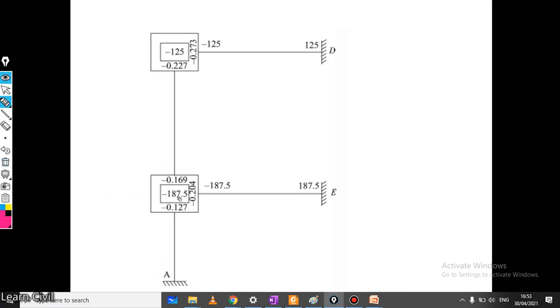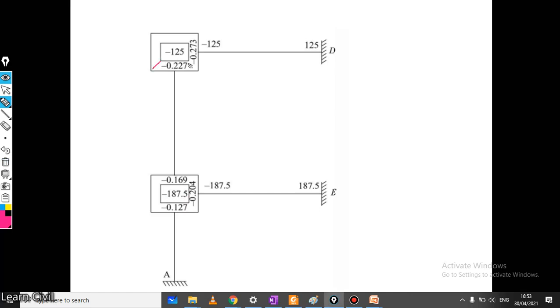Then next, we have written down the summation of fixed end moment at joint C. You can see the total here will be 0 minus 125, which is equal to minus 125. At joint B, we have fixed end moment 0, 0, and minus 187.5. So the total summation of fixed end moment will be equal to minus 187.5.